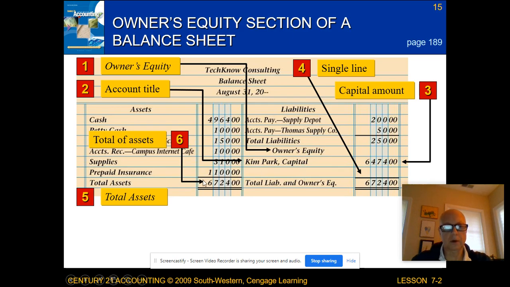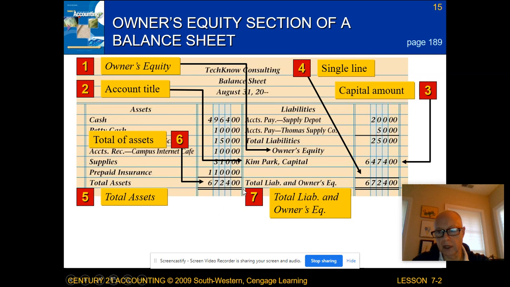Where were they? Yep, total assets right there. Single line. Remember, everything above the single line indicates an individual amount. Everything below the line indicates a sum. That's what this line means. These double lines mean it's closed. It means you've checked it. This is what proving and ruling is. And literally, you take a ruler and you draw the double lines. That's ruling. Proving is adding it up.